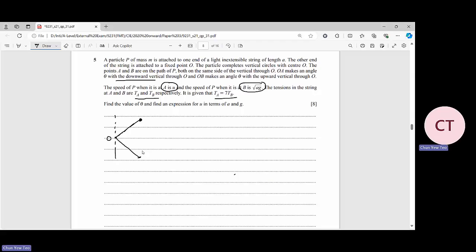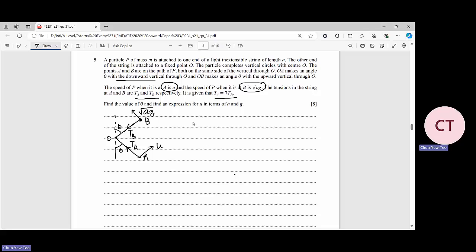This is the O, this is the A, this is the B, this is the theta, this is the theta. This is the tension A, this is the tension B. When you are at A, your speed is U. When you are at B, your speed is square root of aG.